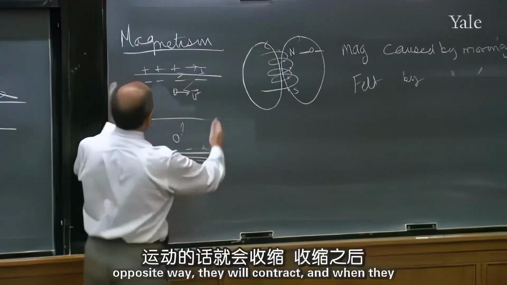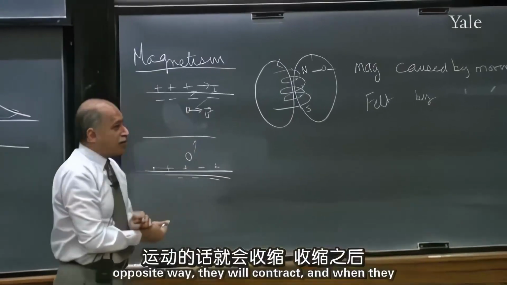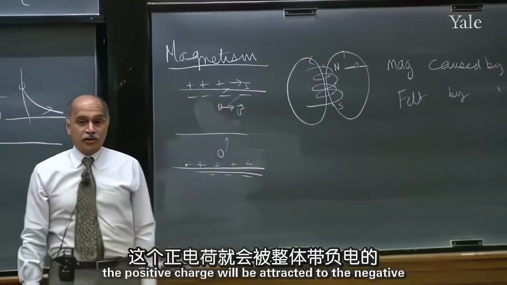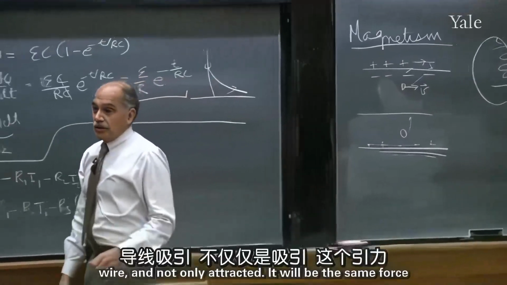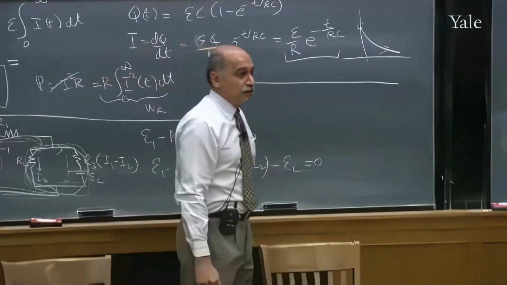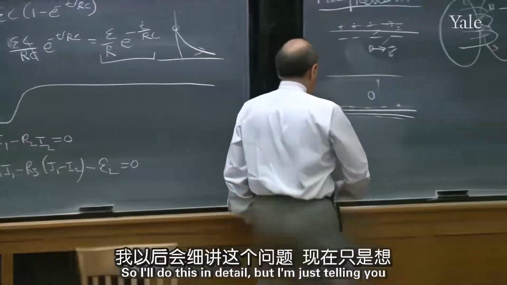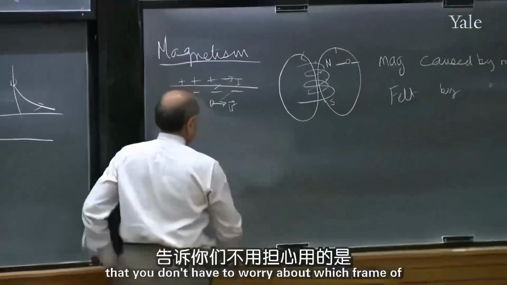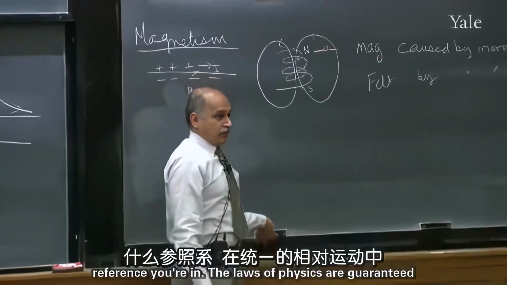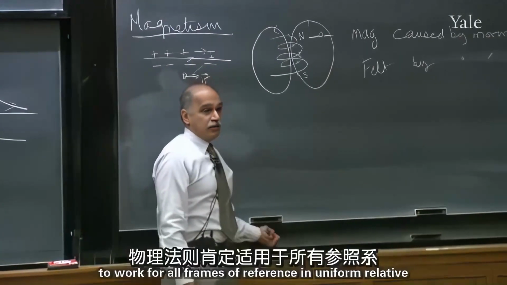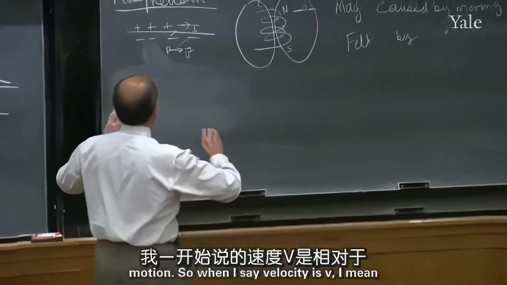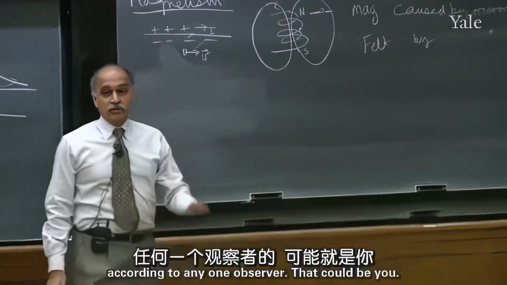But if they go the opposite way, they will contract. And when they contract, they will no longer be balanced by this, and the positive charge will be attracted to the negative wire. Not only attracted, it'll be the same force that you will get when you learn about magnetism. Okay, so I'll do this in detail, but I'm just telling you that you don't have to worry about which frame of reference you're in. The laws of physics are guaranteed to work for all frames of reference in uniform relative motion. So when I say velocity is v, I mean according to any one observer. That could be you. Okay?